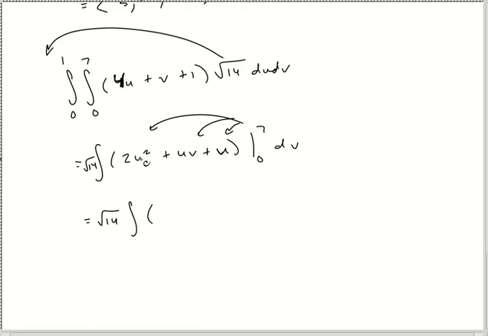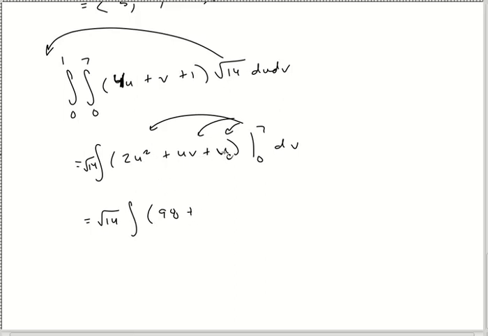So 7 squared is 49. Times 2 is like 98, I think. Yep, 98. I think I did things a little differently there. Okay, well, I'm just going to keep on going.